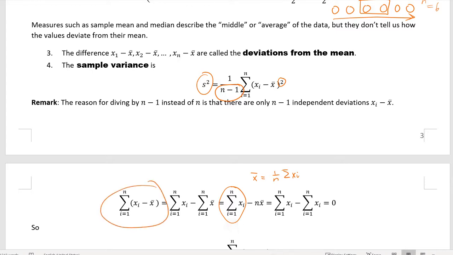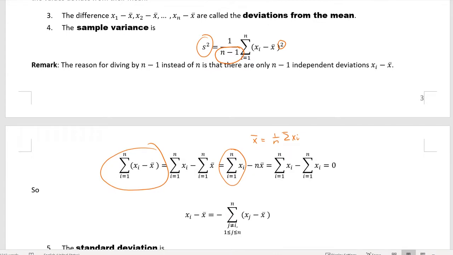So that's why they have a relation. We can express one of them in terms of the others as a linear combination of the other variables. So here we have n minus 1 independent deviations, and the remaining one depends on these n minus 1 deviations.